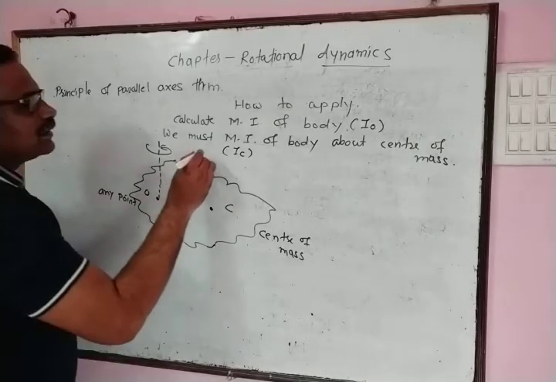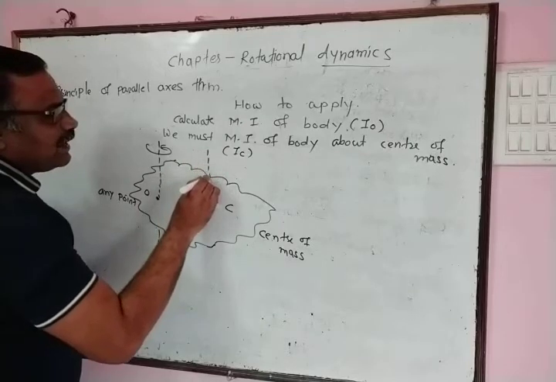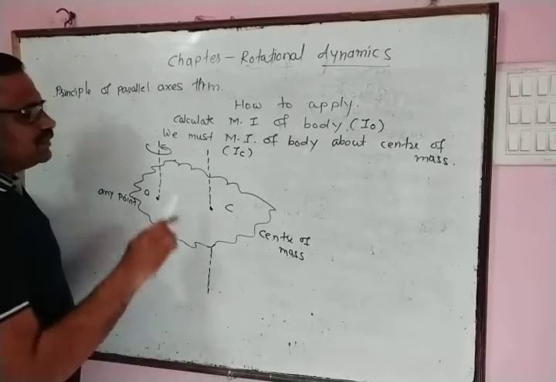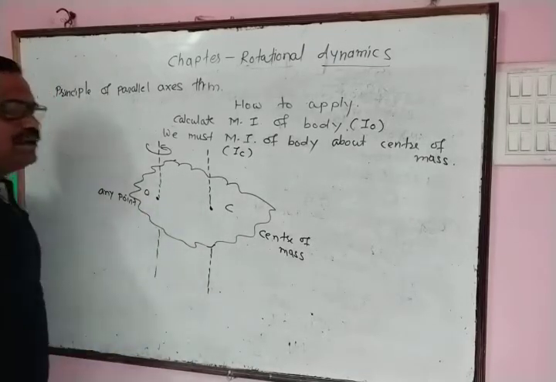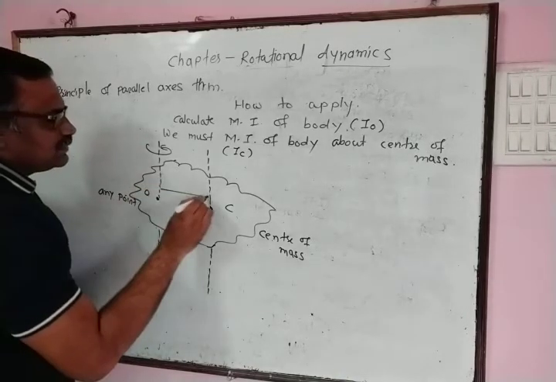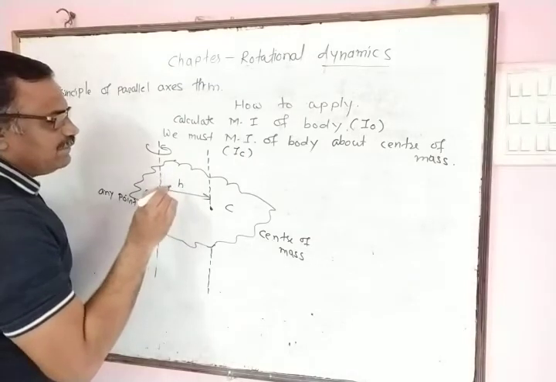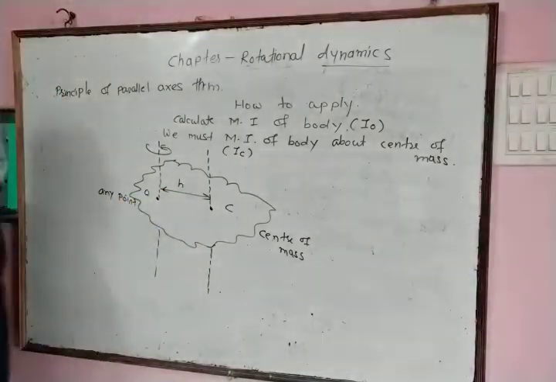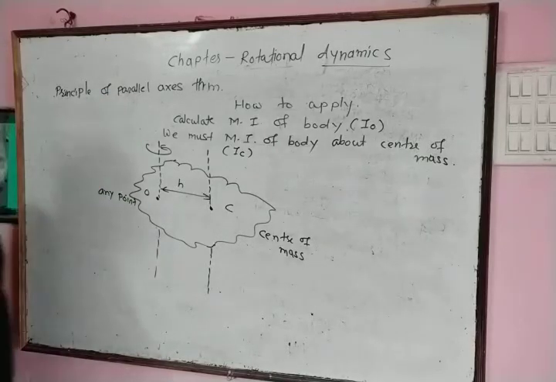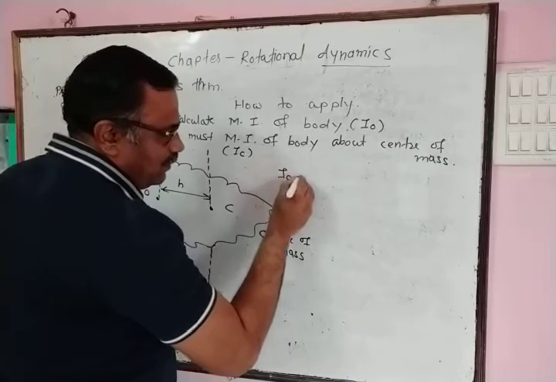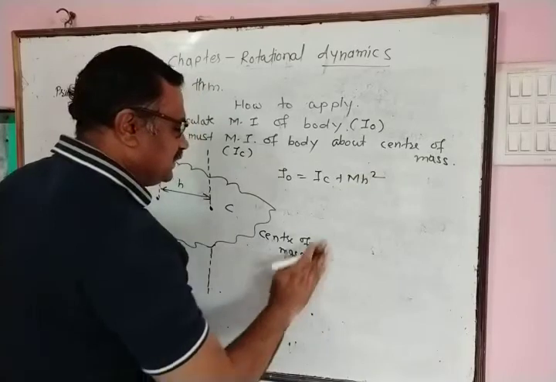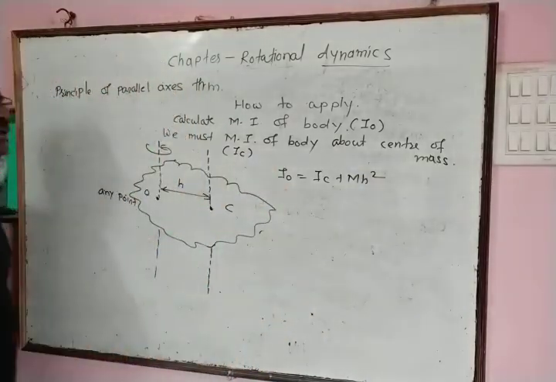Consider one axis passes through center of mass. Suppose these two different axes are parallel to each other, and suppose H represents distance between two parallel axes. Then according to this theorem, IO is equal to IC plus MH square. This is principle of parallel axis theorem.